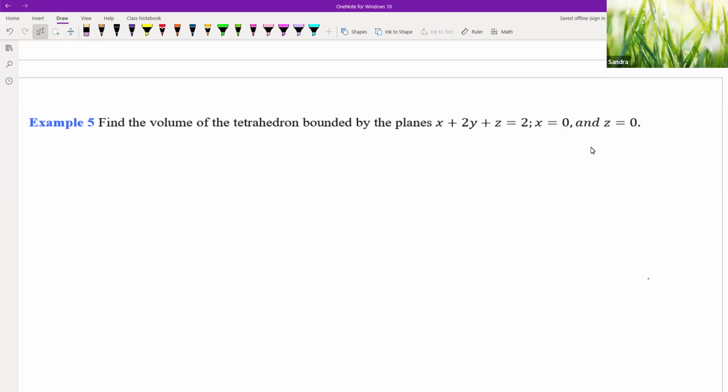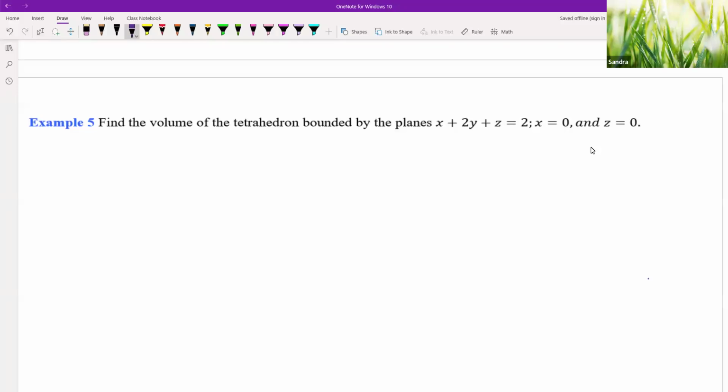There's a few things that were not given to us. For example, they didn't really give us the two equations where it's bounded. We know that it's bounded by the tetrahedron, by the following planes, but we don't have the actual equations.